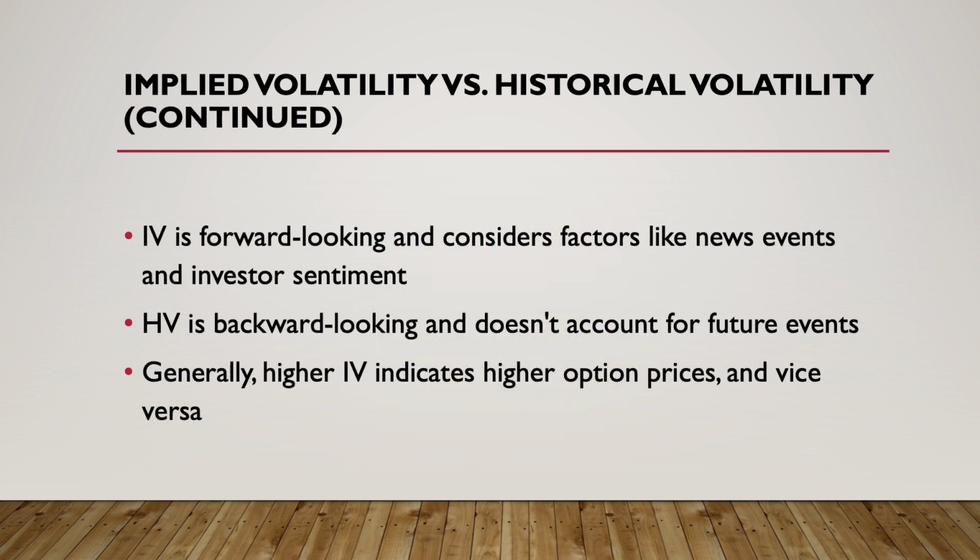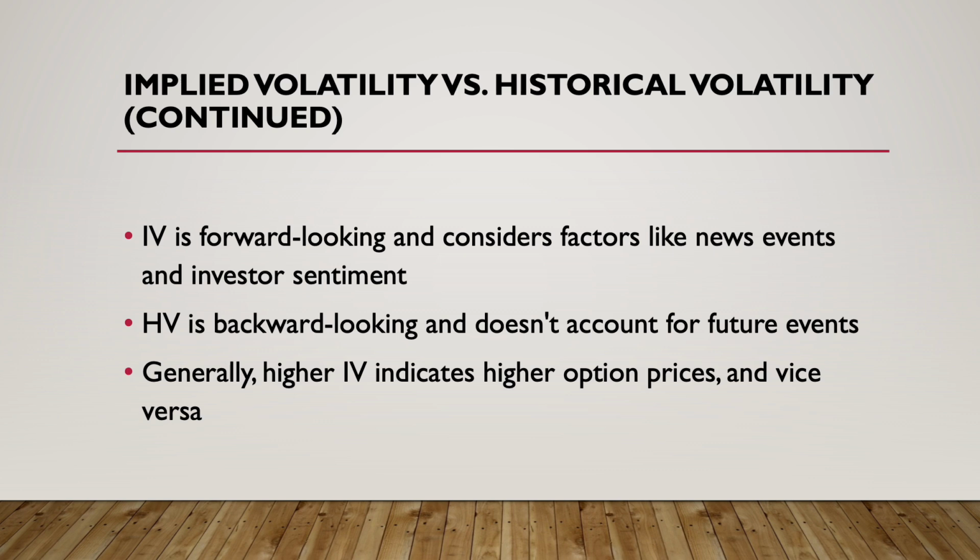Implied volatility versus historical volatility. IV is forward-looking and considers factors like news events and investor sentiment. HV is backward-looking and doesn't account for future events. Generally, higher IV indicates higher option prices, and vice versa.